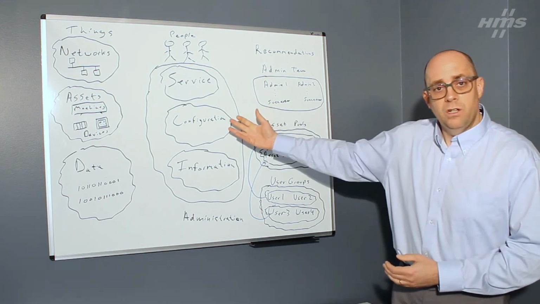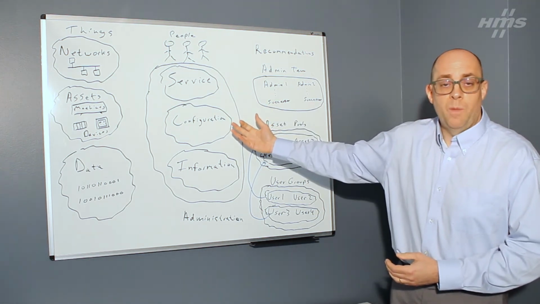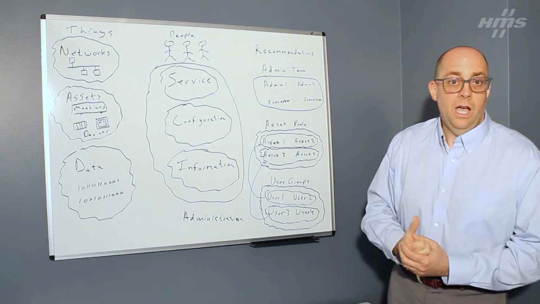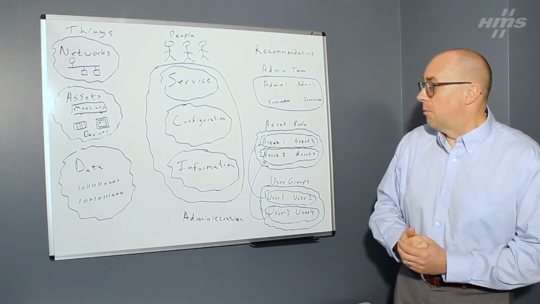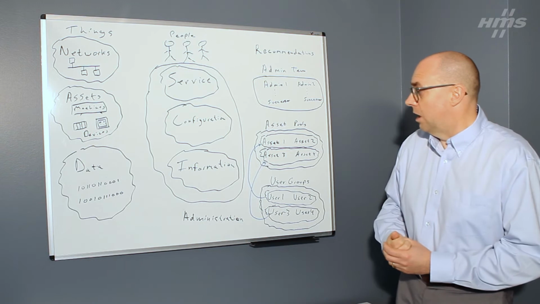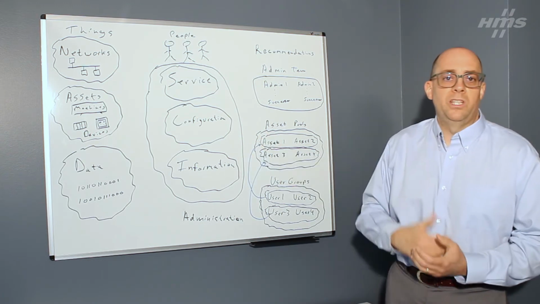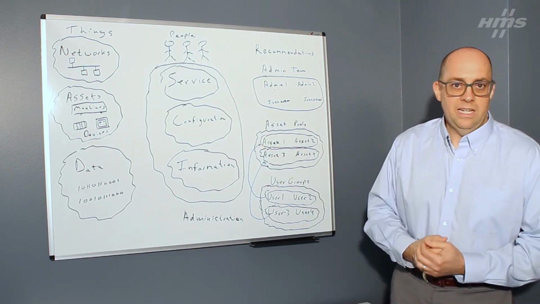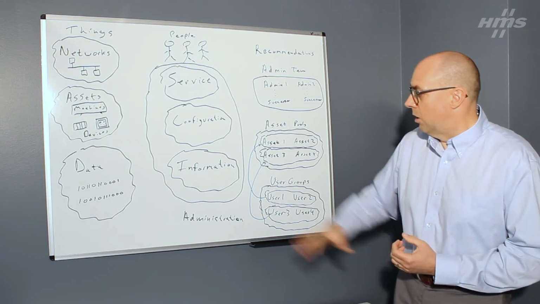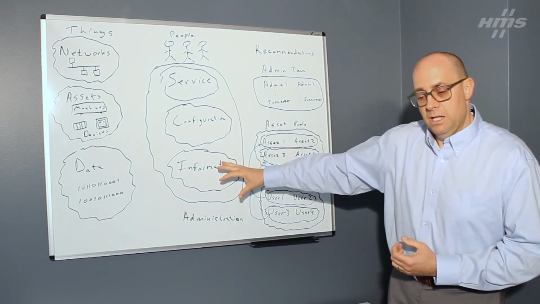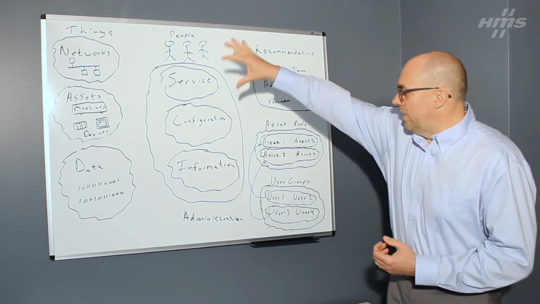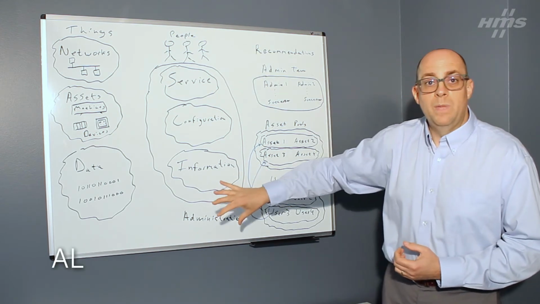Where for configuration, maybe they only need access to the HMI to be able to read and write specific parameters within the machine or the asset itself. And then for information, oftentimes these are only read-only access needs. So they have a much lesser need there.